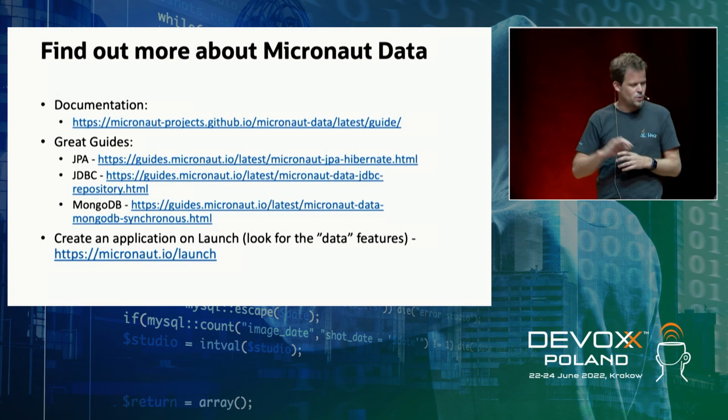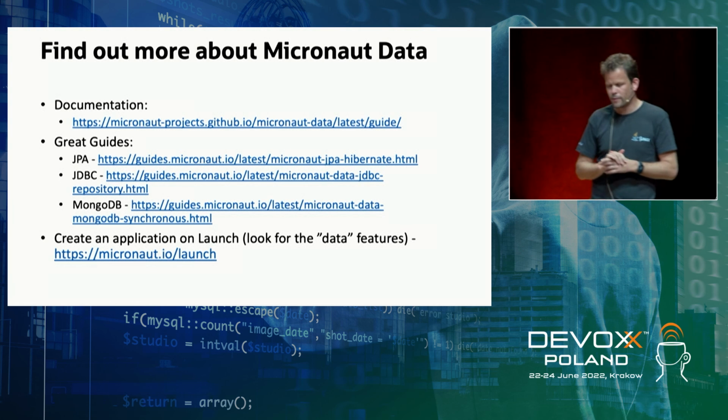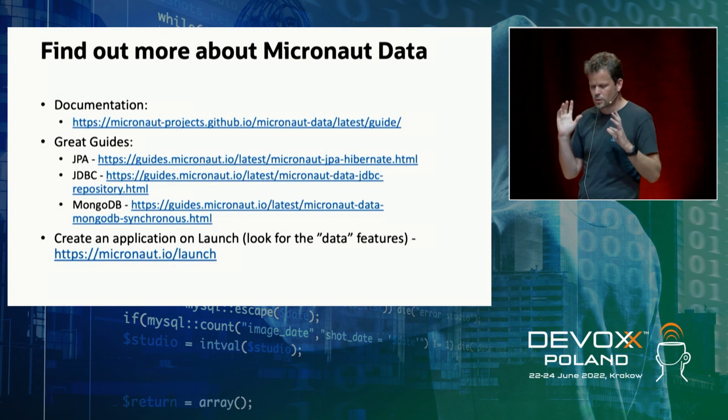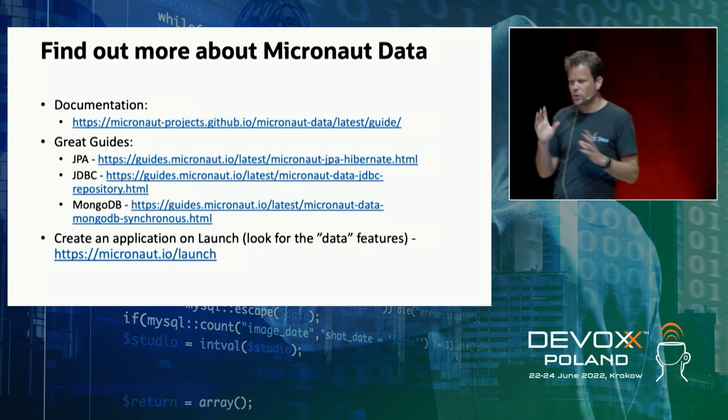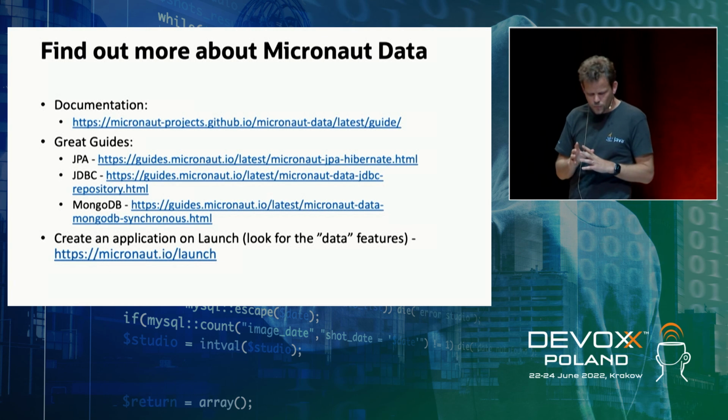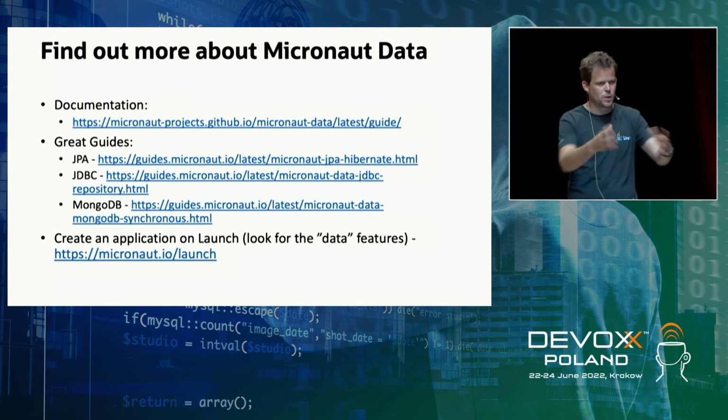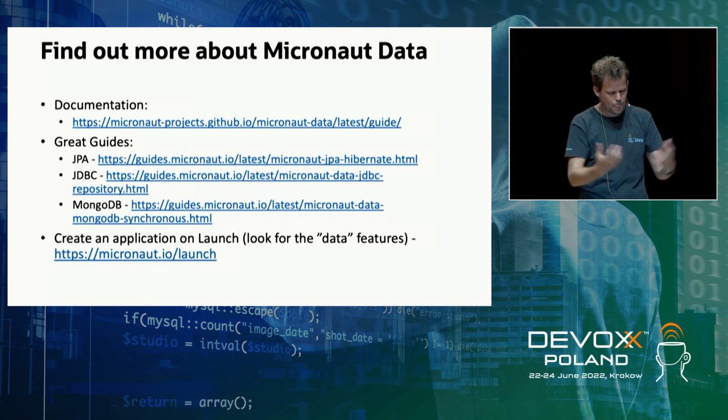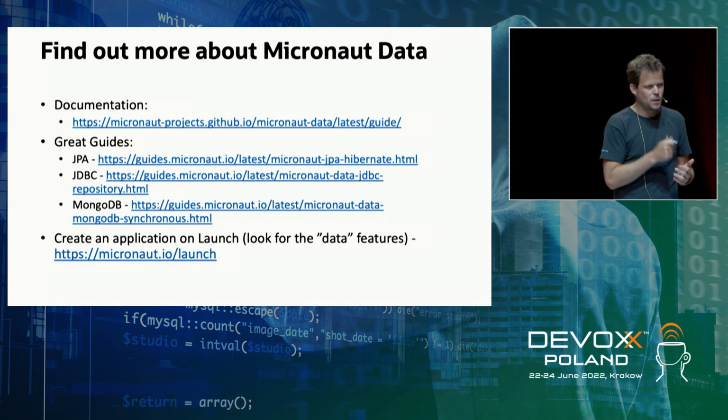So to find out more about Micronaut Data, you can go to the user guide documentation. We also have great guides that include sample code where you can try out Micronaut Data. These guides are awesome because they include sample code you can download and try. And we have guides for Micronaut Data JPA, JDBC, and MongoDB.